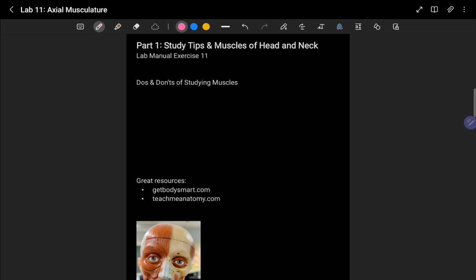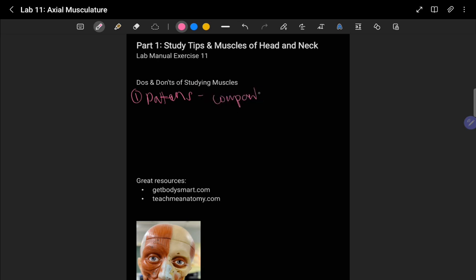Before we jump in, I do want to talk about some fast and easy ways to study muscles and what you don't want to do. So the first thing I will tell you is look for patterns. There are so many muscles in the body that you are expected to know within the next couple of labs that it's just not efficient to study them one at a time. So instead, we want to find patterns.